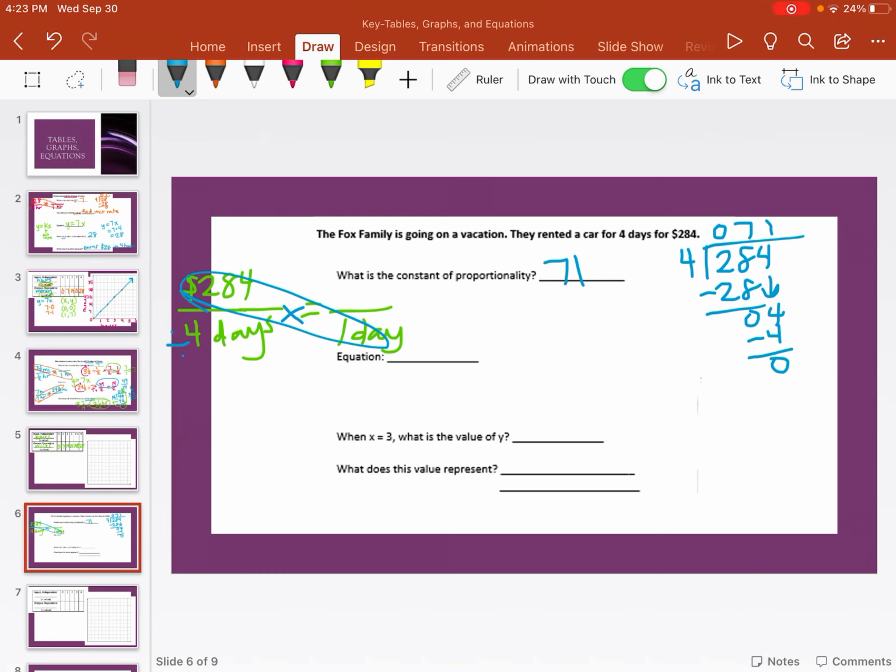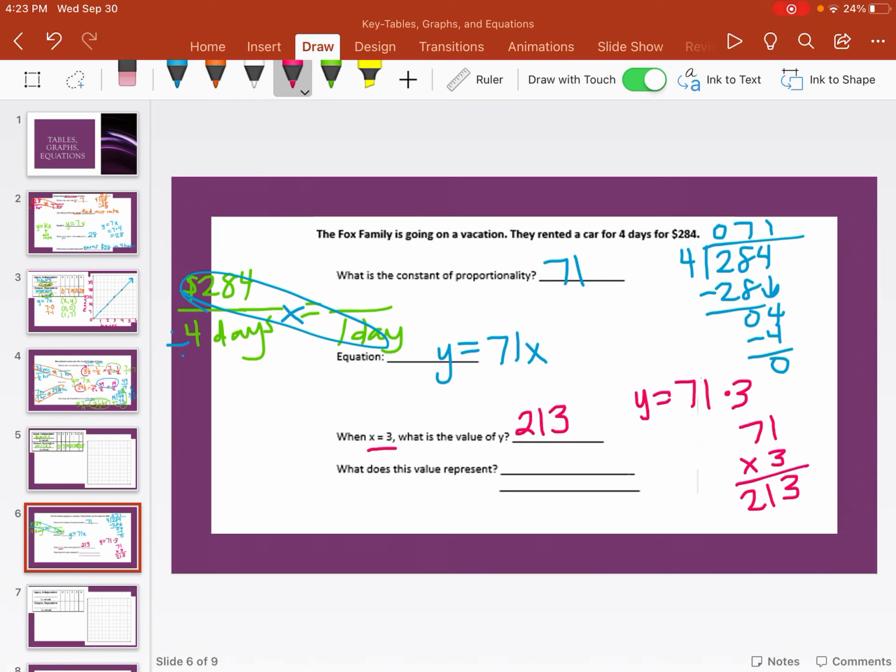Our equation then is y equals our K, so 71x. Then they asked us when x is 3, what's the y value going to be? So this is when we substitute it in. Y equals 71 times our x, which they told me is 3, so 71 times 3. Do that math out real quick. 3 times 1 is 3, 3 times 7 is 21, so we get 213.